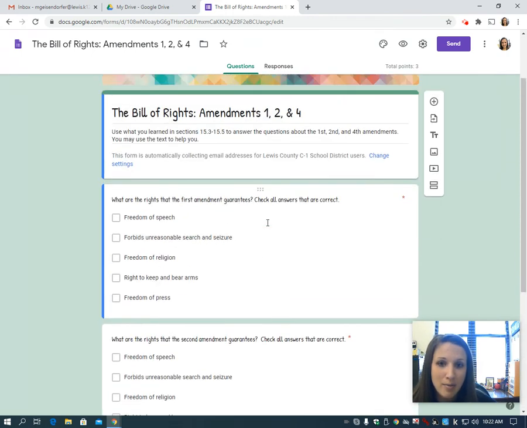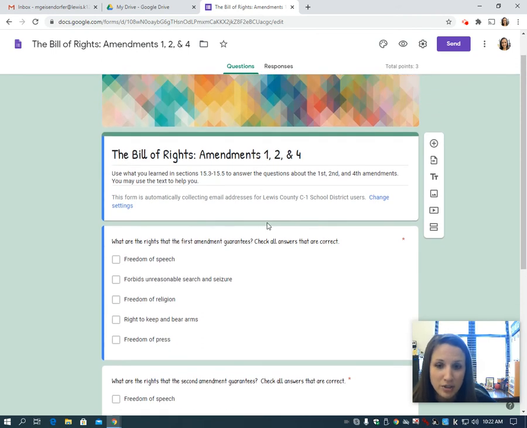Do your very best job the first time. If you need to do a split screen so you can take this at the same time, look at your text, do so. If not, write them down on a note piece of paper or something like that so that you have that information.